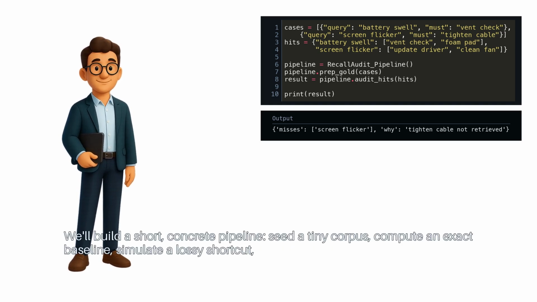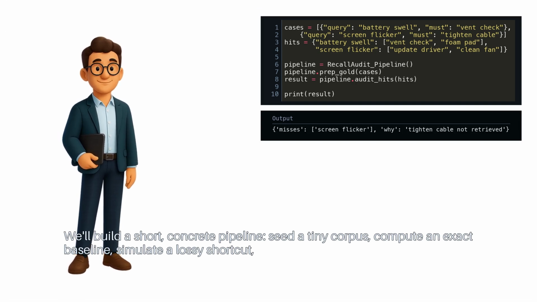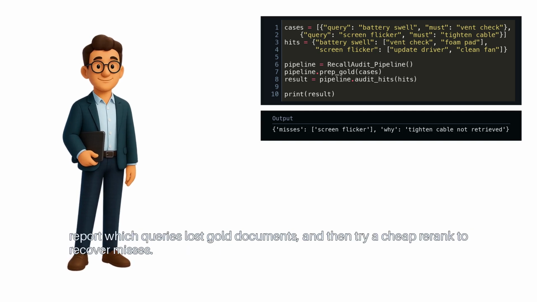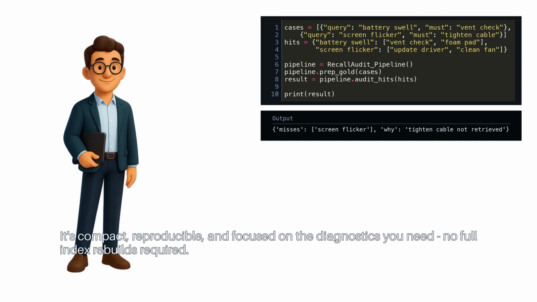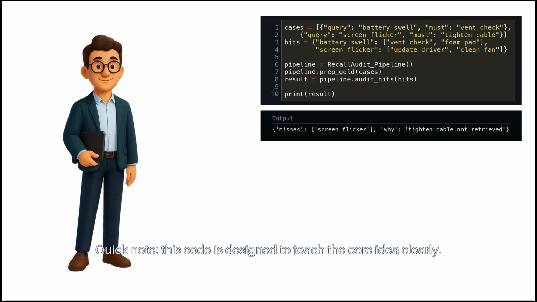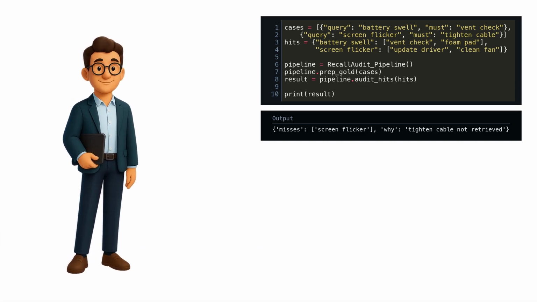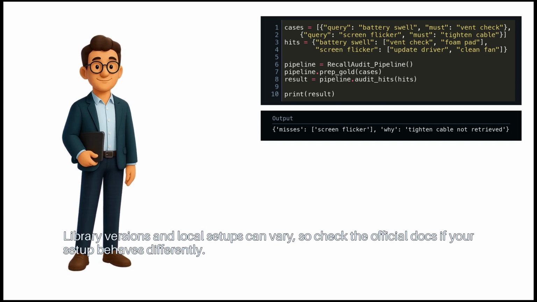We'll build a short concrete pipeline: seed a tiny corpus, compute an exact baseline, simulate a lossy shortcut, report which queries lost gold documents, and then try a cheap re-rank to recover misses. It's compact, reproducible, and focused on the diagnostics you need. No full index rebuilds required. Quick note, this code is designed to teach the core idea clearly. Library versions and local setups can vary, so check the official docs if your setup behaves differently.